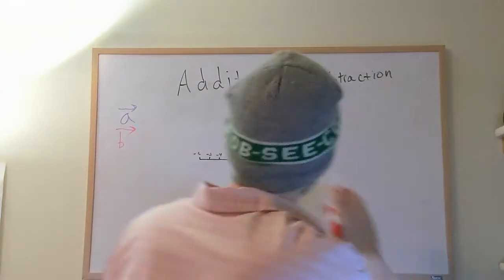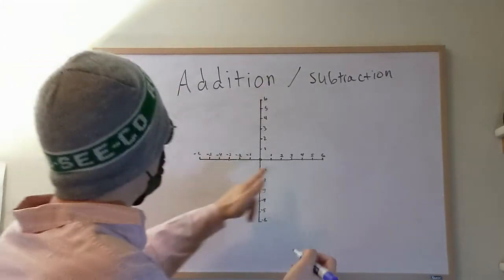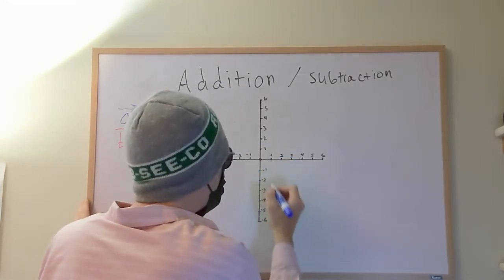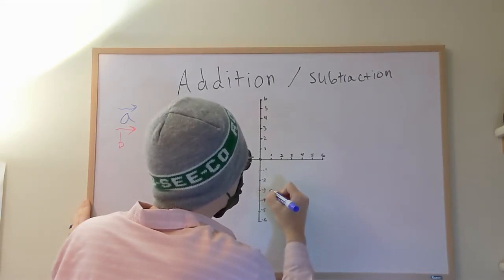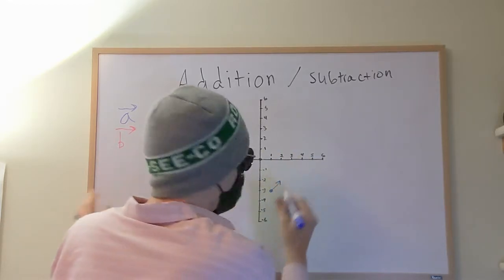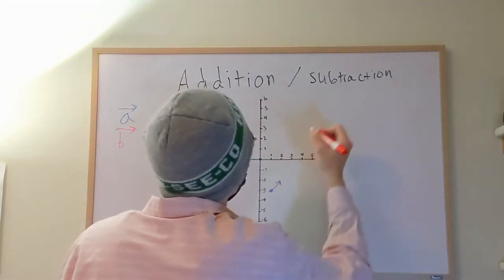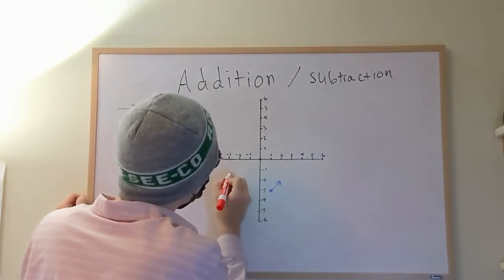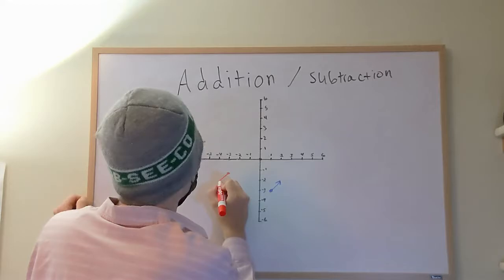So let's go ahead and define these vectors on here so we can visualize how the addition works. Let's say vector A is going to start at 1, negative 3, and it's going to move 1 here, so it'll go to 2, negative 2. And then if we had vector B, let's say vector B goes from negative 3, negative 2 to negative 4, negative 3.